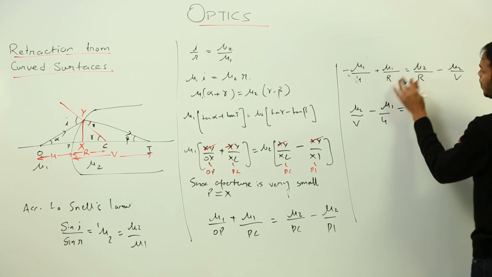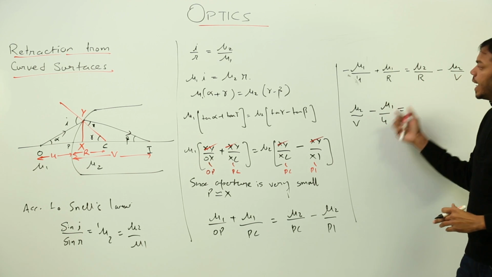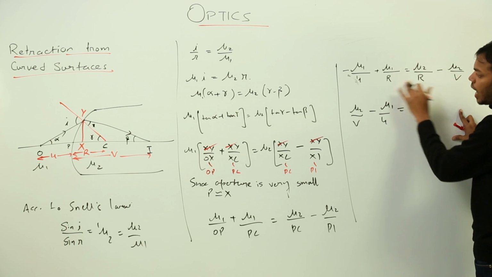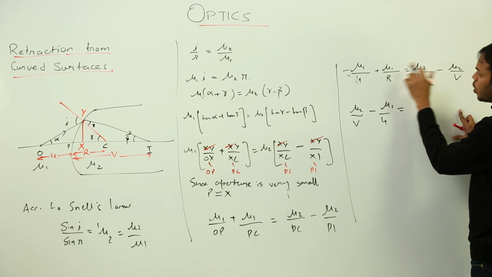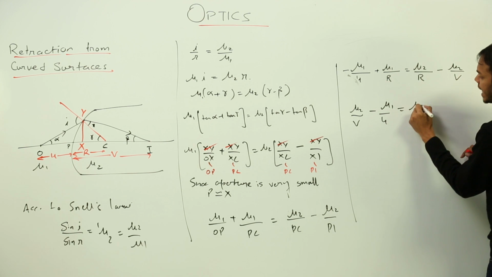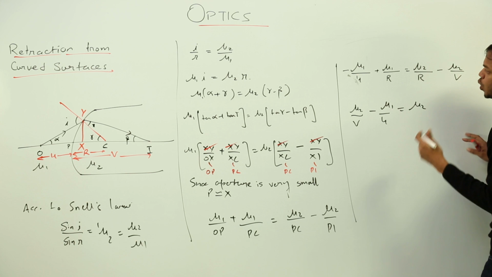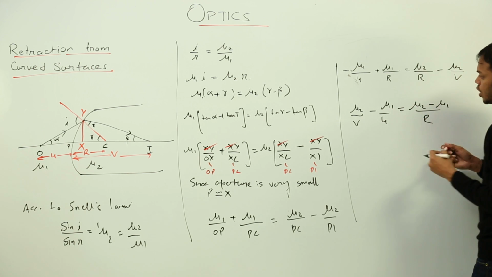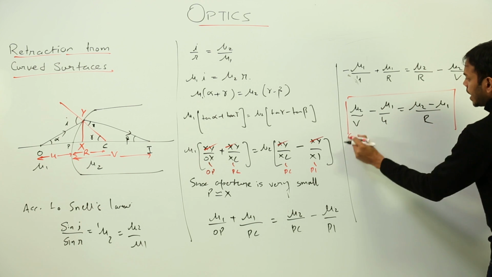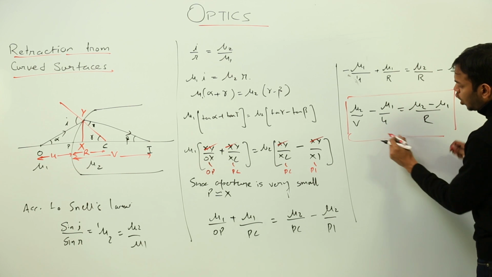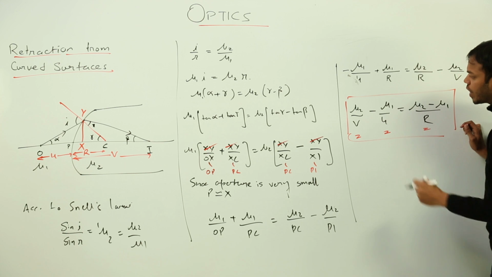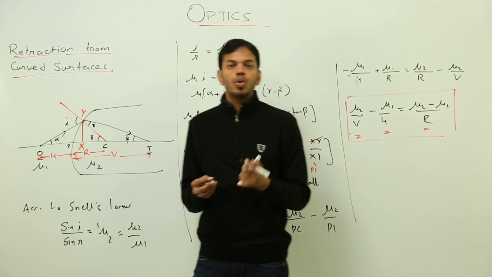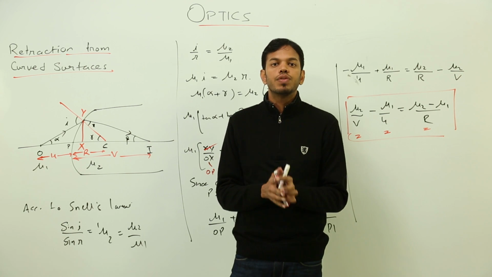This becomes equal to mu2 upon r, which is already here, and I'll be bringing mu1 upon r from that side, so that will make r the common denominator. So this will become mu2 minus mu1 upon r. Instead of writing that in 2 steps, which is mu2 upon r minus mu1 upon r, I can rewrite it as mu2 minus mu1 upon r. So this is our final relation between what? Object distance, image distance, radius of curvature, and respective refractive indices. This is how you have to do all those 5 derivations which we have discussed.